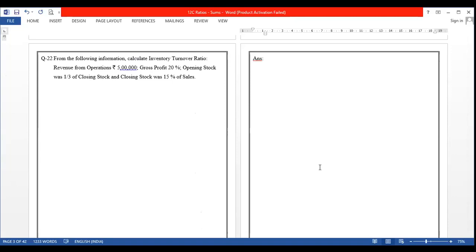From the following information, calculate inventory turnover ratio. Revenue from operations is rupees 5 lakh, gross profit is 20%, opening stock was 1/3 of closing stock, and closing stock was 15% of sales. It's very, very easy to calculate. Anybody with any hint how to start with the sum?